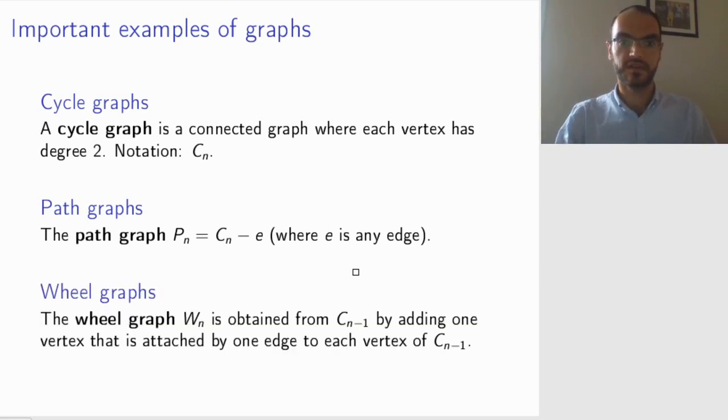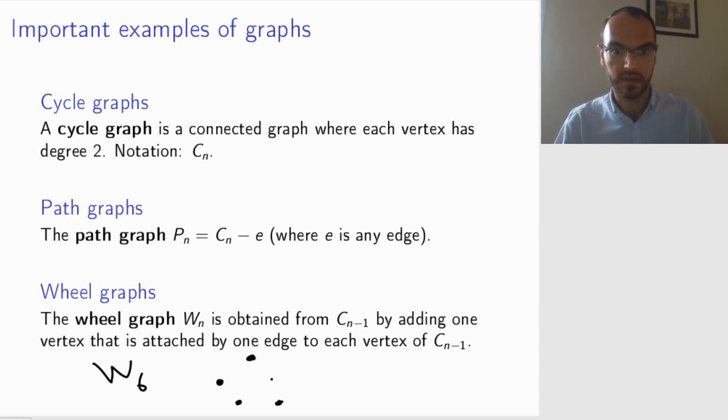Another thing you can do from a cycle graph is to get a wheel graph. So you start with a cycle graph on one vertex less, and you add a vertex that is adjoined to every other vertex. So what does this mean? So let's try to create W6. So you start with C5, the cycle graph with 5 vertices.